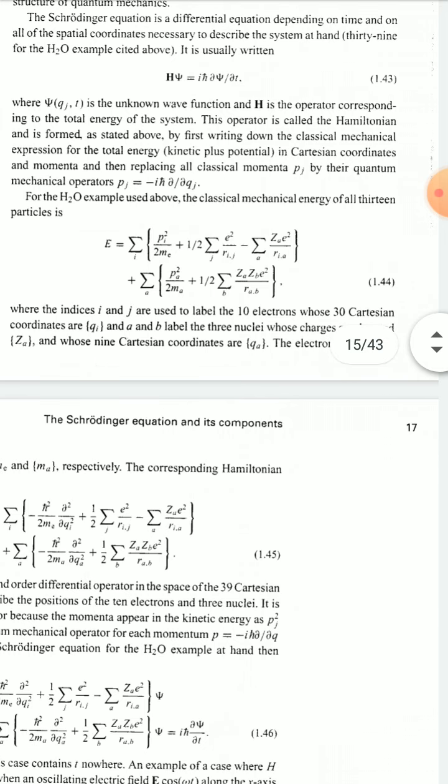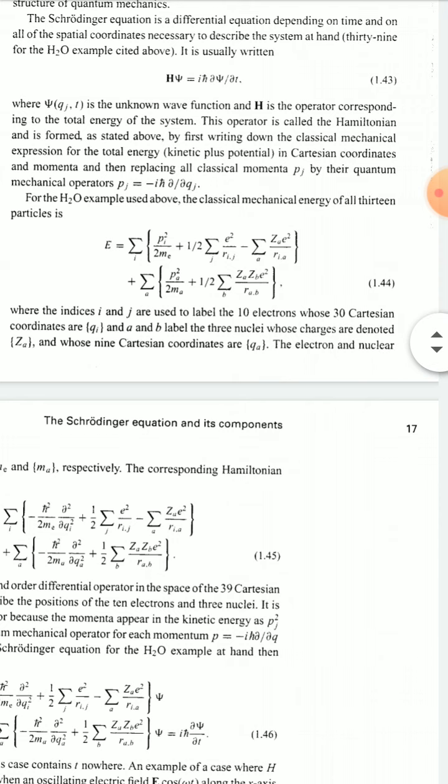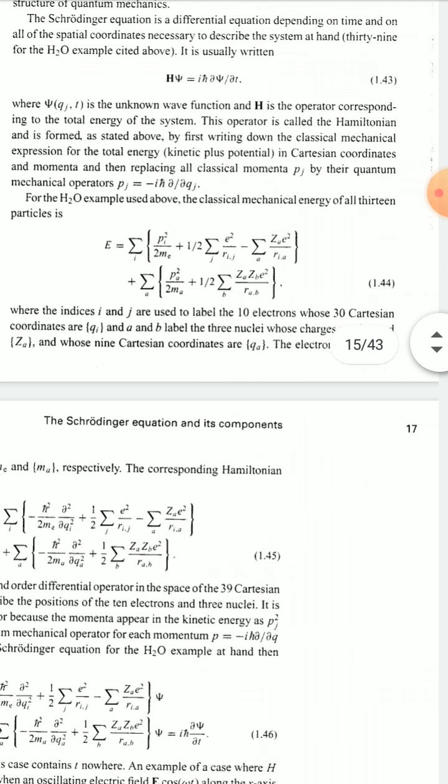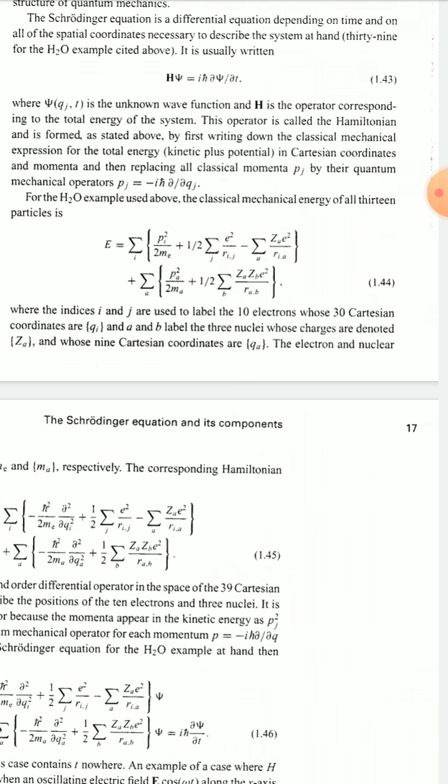This operator is called the Hamiltonian and is formed, as stated above, by first writing down the classical mechanical expression for the total energy in Cartesian coordinates and momenta, and then replacing all classical momenta pj by their quantum mechanical operators. pj is equal to minus i h bar del upon del q.